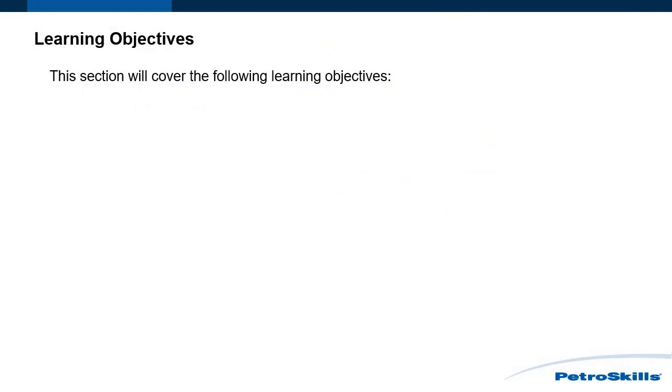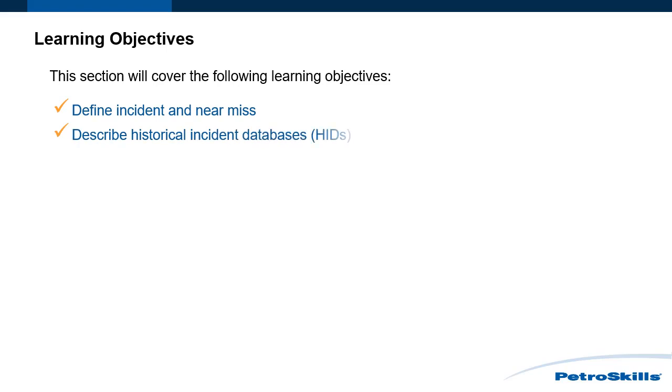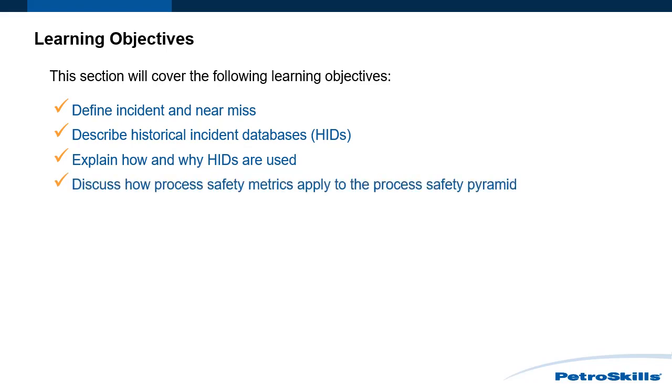This section will cover the following learning objectives. Define incident and near miss. Describe historical incident databases, HIDs. Explain how and why HIDs are used. Discuss how process safety metrics apply to the process safety pyramid. And discuss how process safety metrics affect the use of HIDs.